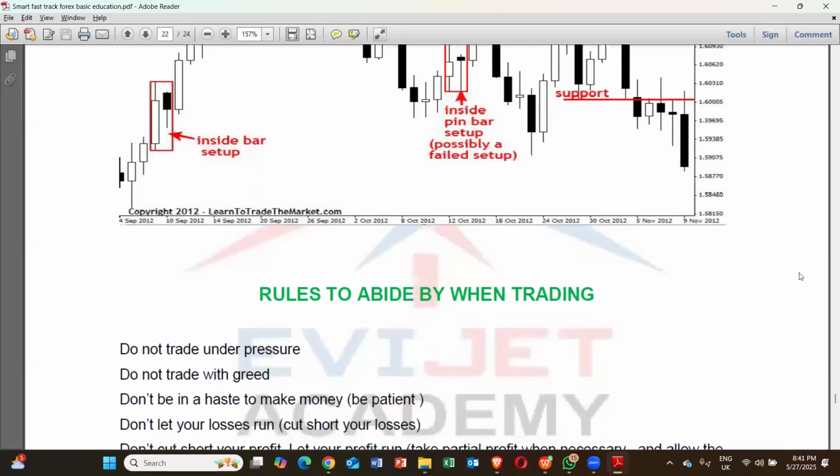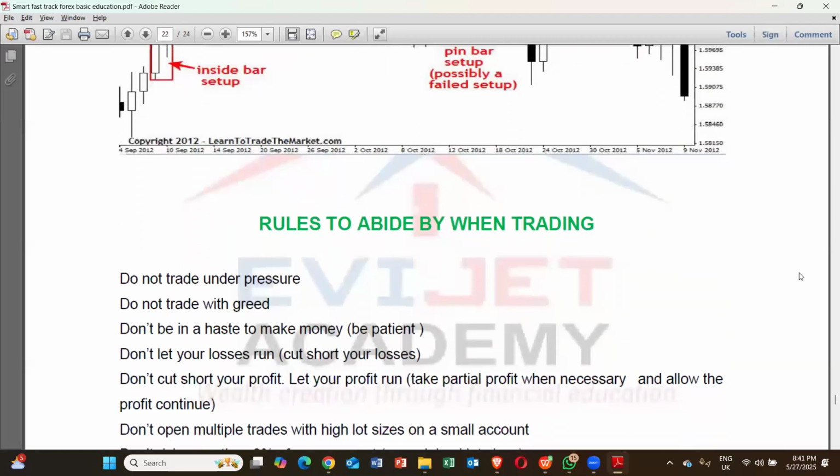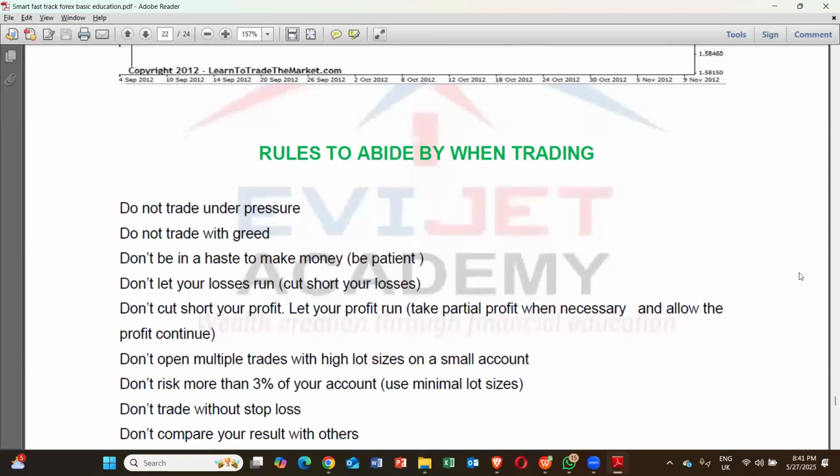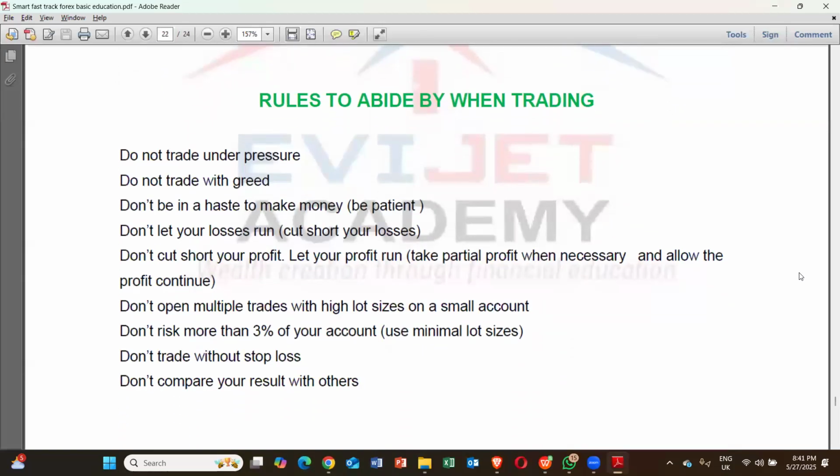Okay, so some of the rules to abide by when trading. We are coming to the end of the presentation. Everything else will be practical from tomorrow. I'm going to give you a strategy that you will set on your phone and on your laptop, that you'll be using to take trades by yourself.